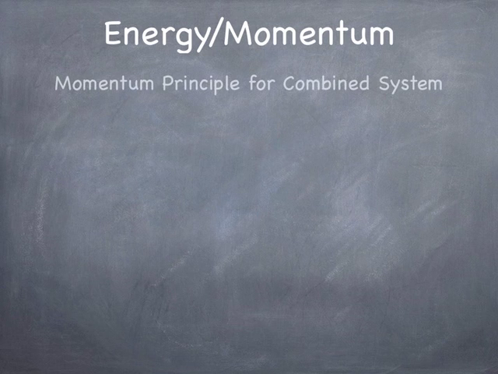Okay, let's talk about energy and momentum. You can work out the momentum principle for the combined system. The result is easily remembered. It's just that the rate of change in momentum of the entire system is equal to the net force on the entire system due to the surroundings. So all the internal forces cancel out because of the reciprocity principle, and the rate of change of the total momentum is simply equal to the net force.